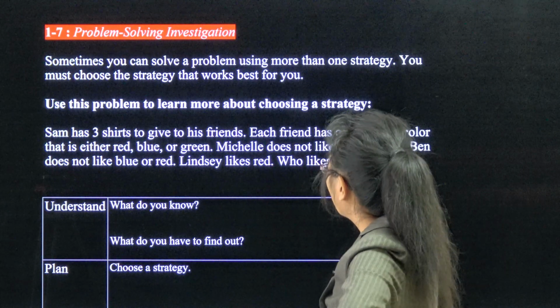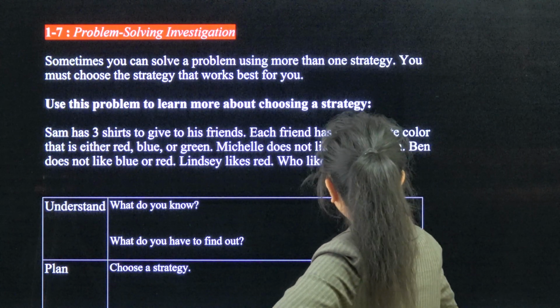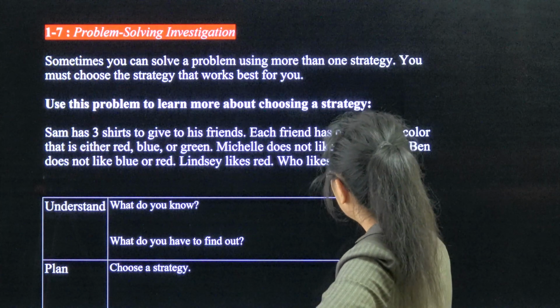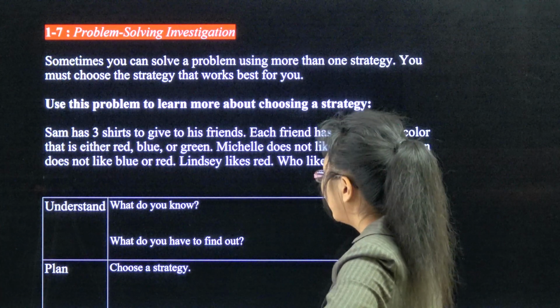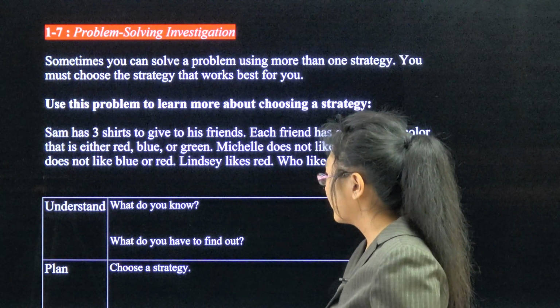Use this problem to learn more about choosing a strategy. Sam has 3 shirts to give to his friends. Each friend has one favorite color that is either red, blue, or green. Michelle does not like red or green. Ben does not like blue or red. Lindsay likes red. Who likes green?